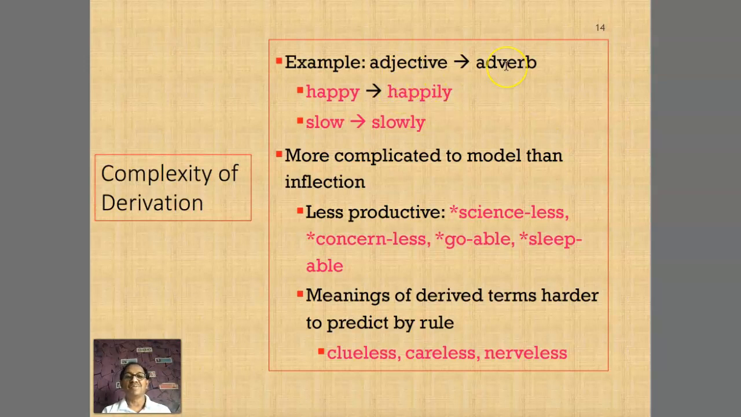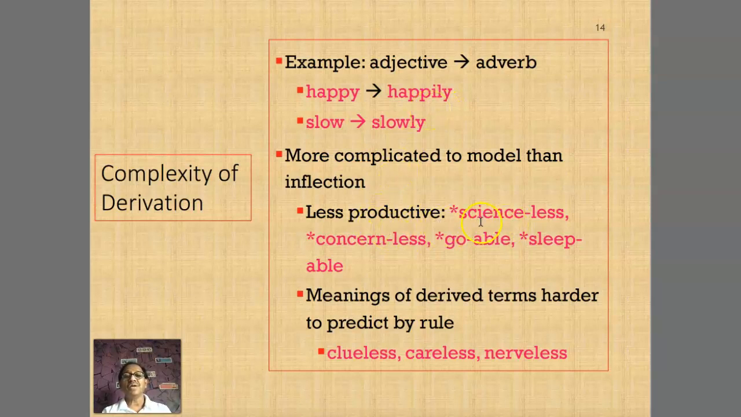Adjective to adverb. We know the word happy. Happy is an adjective. When you add ly, which is a derivational suffix, it becomes an adverb. Slow becomes slowly. So if you add ly, that should become an adverb. But it's not that simple, right?